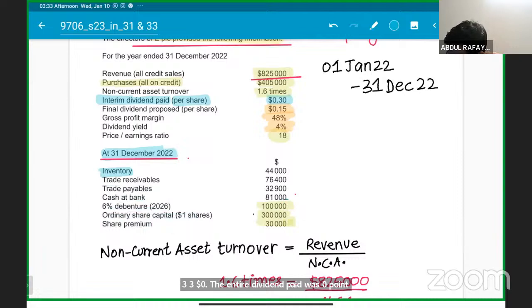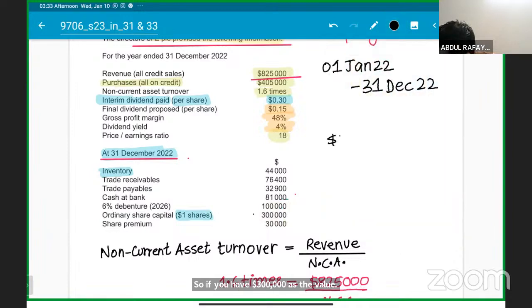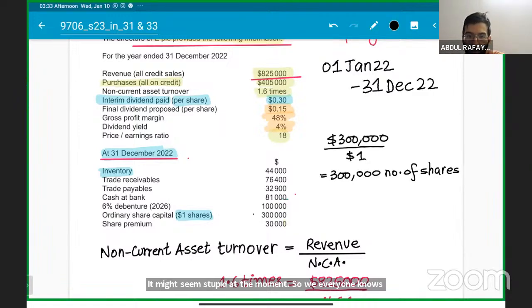And you already know, sir, how many shares were there. One share is for $1. So if we have $300,000 as the value, students need to understand that it will be $300,000 divided by the price of one share. You will get the number of shares, that is 300,000 is the number of shares. It might seem stupid at the moment, sir. Everyone knows basic maths that if anything we divide by one is this, but sometimes it matters. It will matter if you have a different value for the per share.